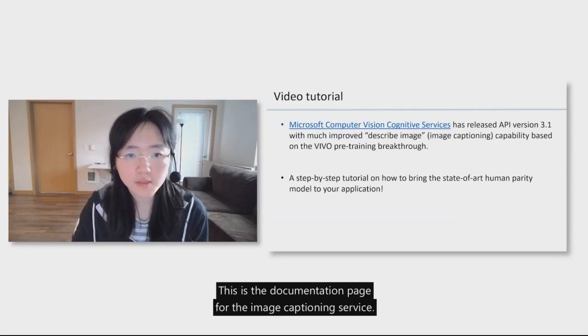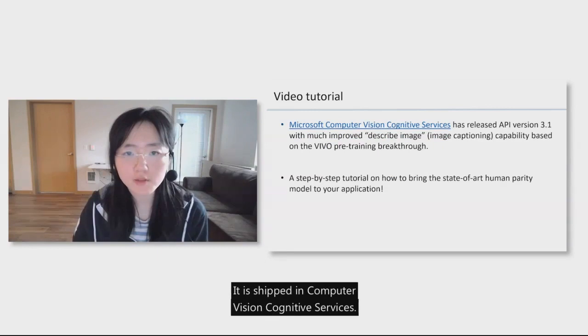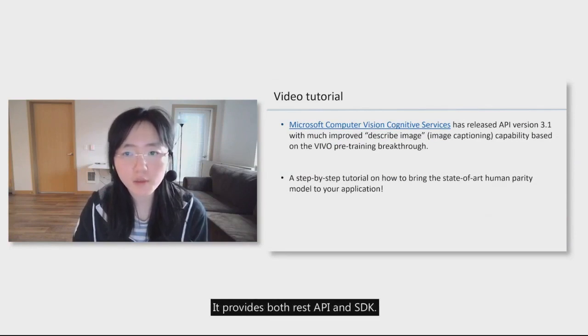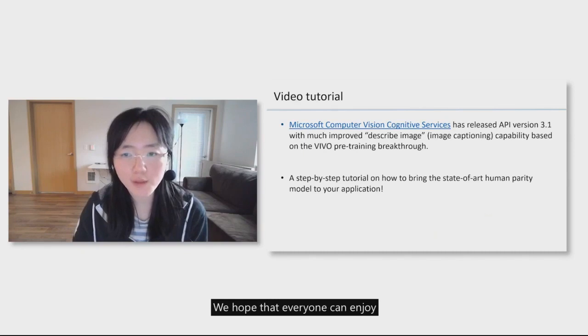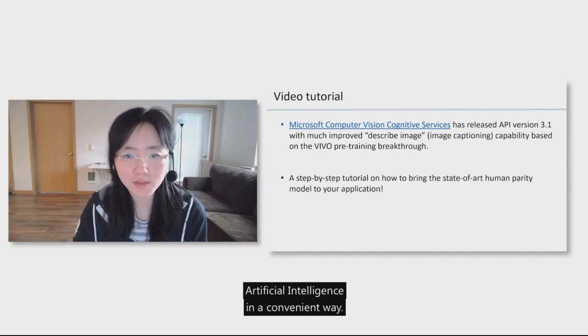And this is the documentation page for the image captioning service. It is shipped in computer vision cognitive services. You can call this endpoint to get the description of the image. And it provides both REST API and the SDK, so it's very easy to use the model in your own project. We hope that everyone can enjoy the latest technology of artificial intelligence in a convenient way. So no matter what areas you are working on, you can integrate the state-of-the-art artificial intelligence model in your own projects by using our cognitive services.